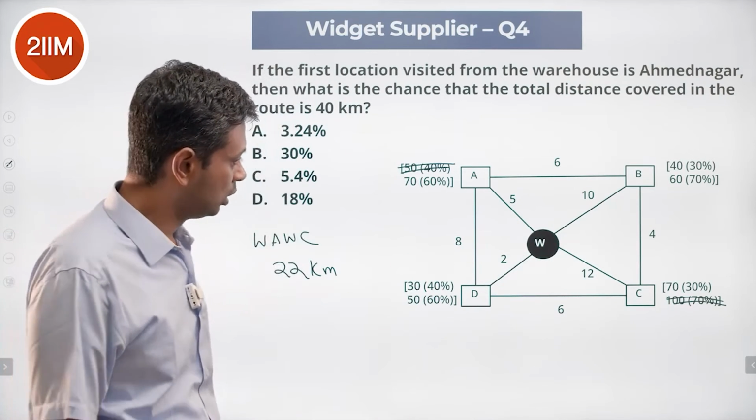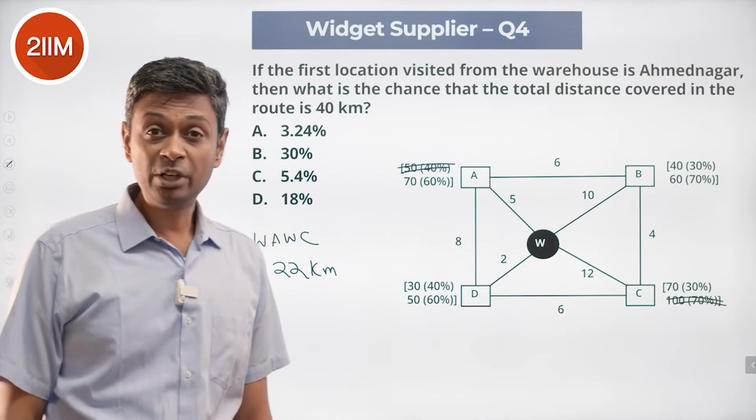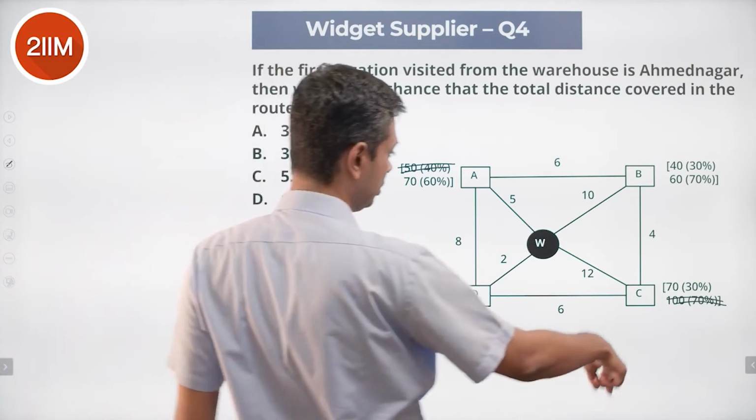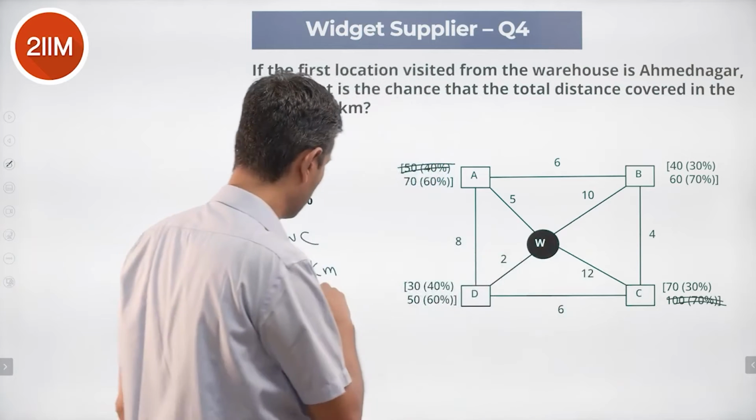Now I'm here at 22. I could either be forced to do a DB or a BD. And so a DB would be 4, 10 to 16 kilometers.